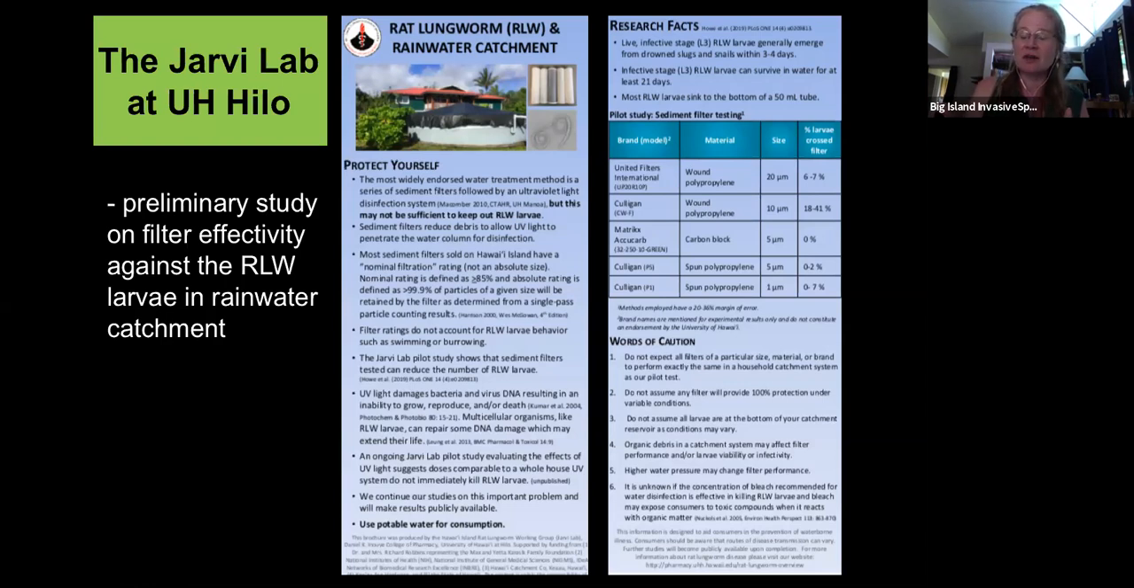There is a research project that was done by the Jarvie Lab, and they've put out this card. It's available on our website to download, or at the end of this, we can get your address and mail it to you if you're interested. They only tested a handful of different filters, because they had limited funding, and they found that a 5-micron carbon block blocked out almost all of the larvae. Not all of the filters were as effective, but all of them blocked some percentage of larvae. So having a well-maintained catchment system with filters is better than not paying attention to it.